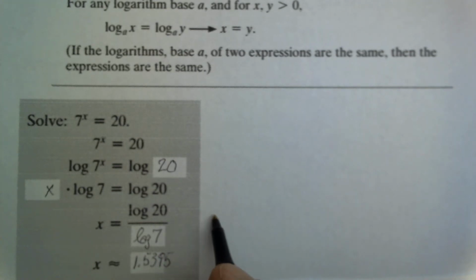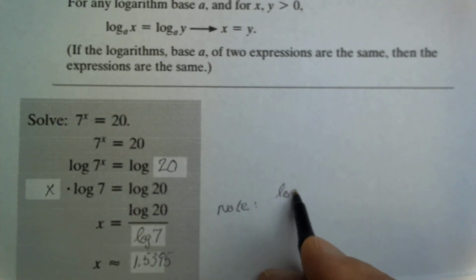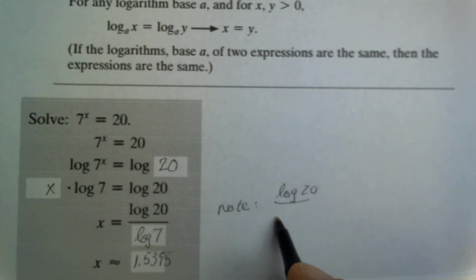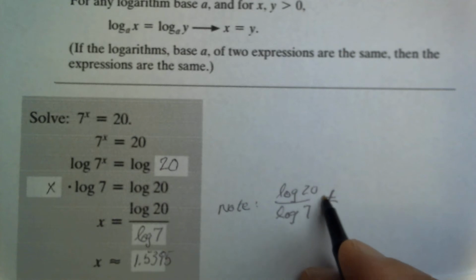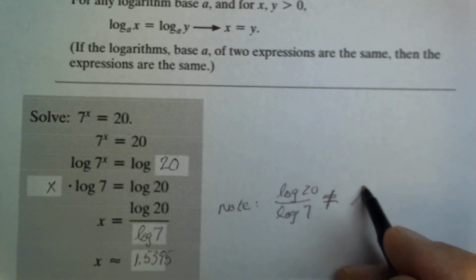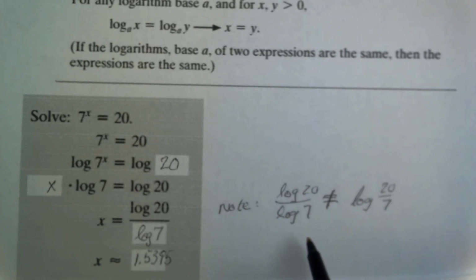Now, just note this. This is important. The log of 20 divided by the log of 7 is not equal to the log of 20 divided by 7. Okay, it's not the same. You have to evaluate the log of 20, you have to evaluate the log of 7. Again, look it up on your calculator, and then divide these two numbers to come up with the answer. And it's approximately this number because this is rounded.